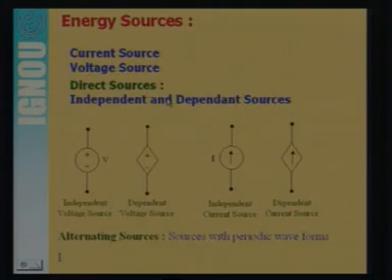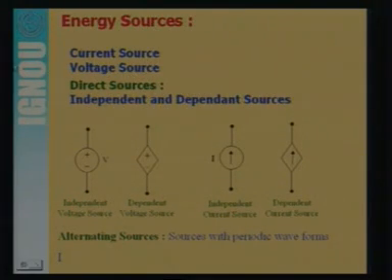Now let us discuss the energy sources. In an electrical circuit, when we talk about energy sources, there are two kinds of sources, the current source and the voltage source. We further divide them into two parts. The current source is the dependent current source and the independent current source. Similarly, the voltage source is also the dependent voltage source and the independent voltage source.